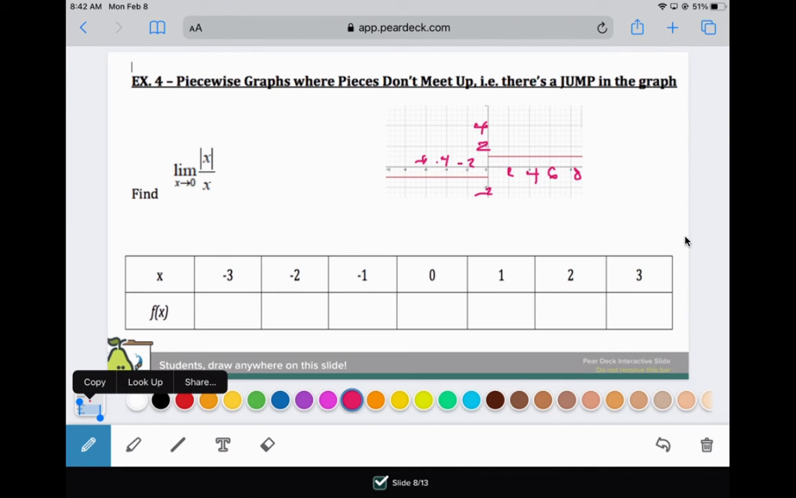Okay. So if you look at this one, let's not use a table. We're going to look at the graph, and then we can go back and check to see what happened at the table.